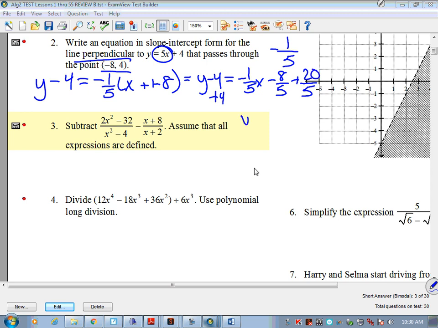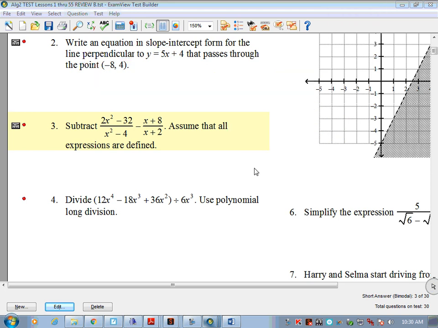Okay, so I'm going to get y equals negative 1/5 x. Negative 8 plus 20 is positive 12, 12/5. This should be my answer. Let's check our answer key. Number 2, y equals negative 1/5 x plus 12/5. All right, let's move on to number 3.